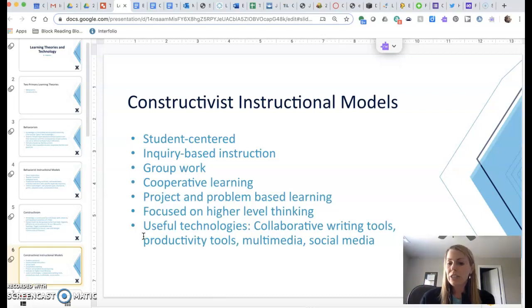Some useful technologies for constructivism are collaborative writing tools, productivity tools, so any of those things that can help you be productive, like different types of multimedia. So creating a video or creating a website that teaches, or even social media and the interactions that occur there.